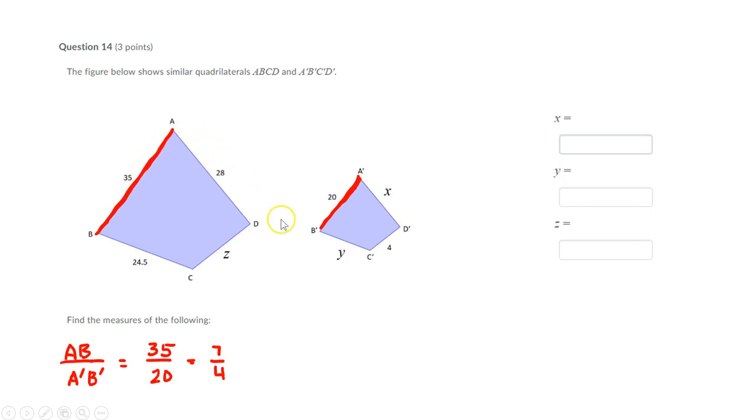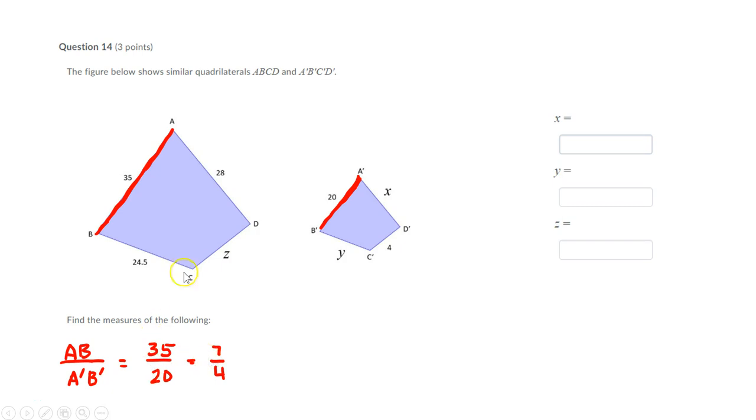In the other pairings, I have 1, but I don't have the other. So AD and A prime D prime, I don't know what this one is. CD and C prime D prime, I know what C prime D prime is, I don't know what CD was. So the only one that I could possibly find what we would initially call a scale factor is this here. And 35 over 20 does simplify to 7 over 4.